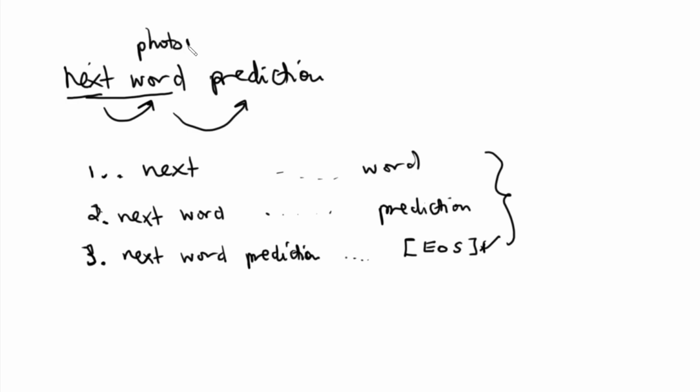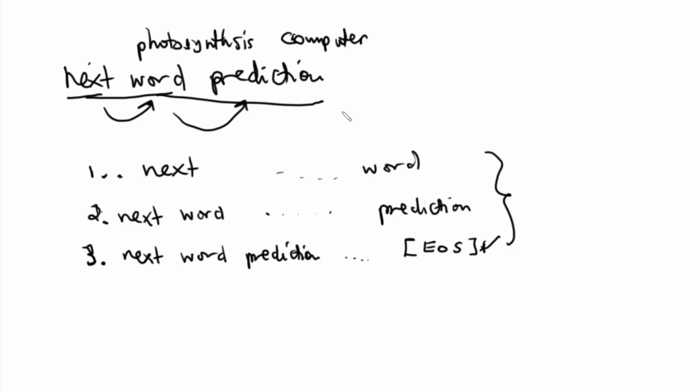It will say maybe photosynthesis, and then here say computer, because it hasn't been trained yet. It doesn't know how to predict the next word. But after we have trained it, it would then write a coherent sentence that makes sense.